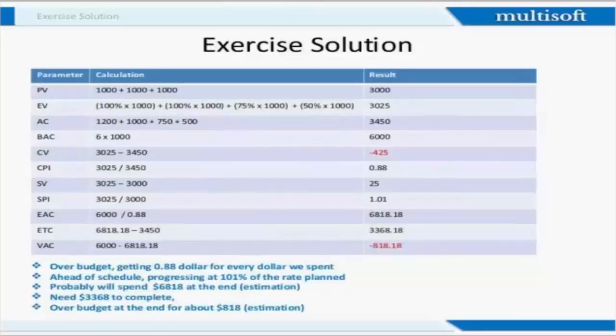Check the answers. Earned value is 3,250, right? It's not 3,025. Yeah, EV, no? Yeah, it's wrong.